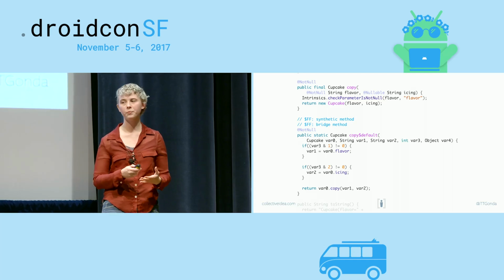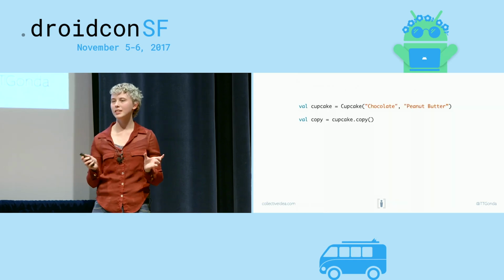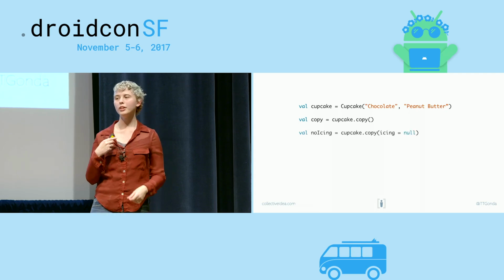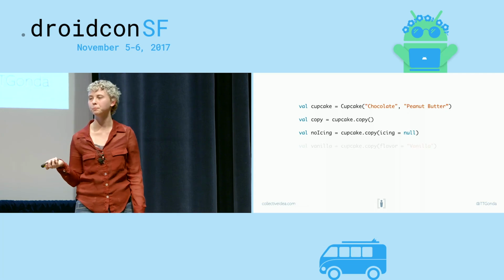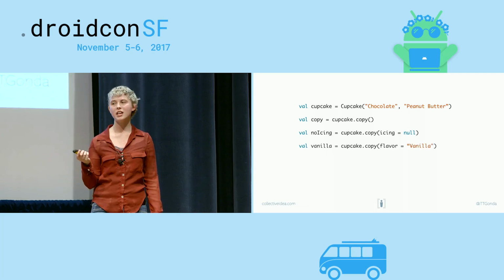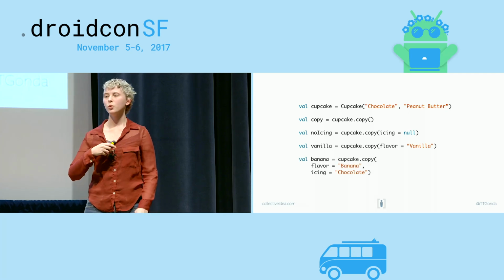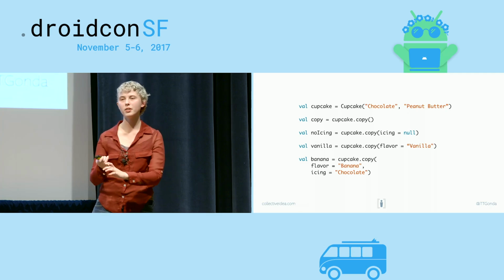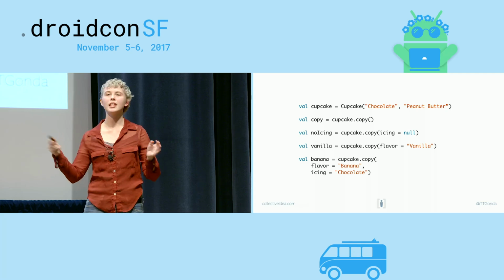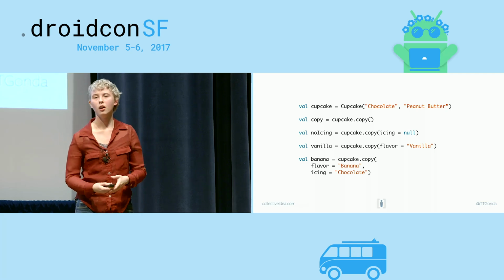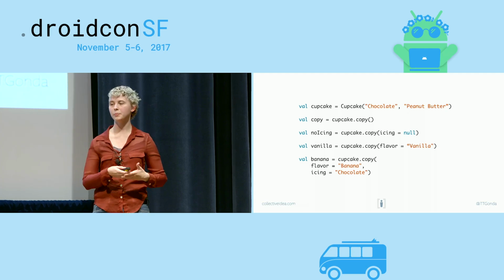So what this means for us is, say we have a cupcake, we can either just make a direct exact copy. We could also say that we don't want icing on this copy, because maybe someone doesn't like icing. We could also make a copy and change the flavor, but keep the icing. And then we could also make a copy and change the flavor and the icing. And then if there were more properties, we could do this in any combination that we wanted. Also notice here that in Kotlin, we can use named parameters, which can be really handy.